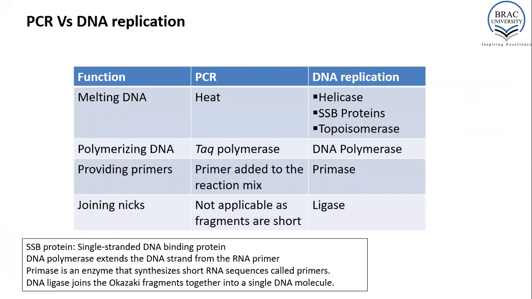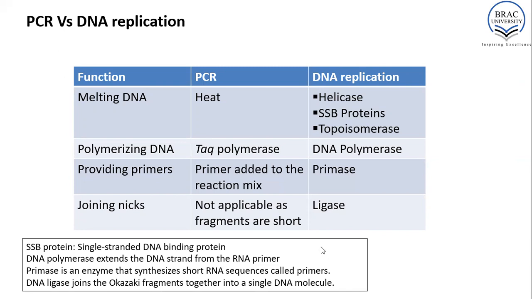So the next is, what is the difference between PCR and DNA replication? In PCR, you need heat to actually melt or denature the DNA, making double-stranded DNA into single-stranded DNA. But in case of DNA replication, the cell machinery uses helicase, single-stranded DNA binding protein and topoisomerase to denature the double-stranded DNA.